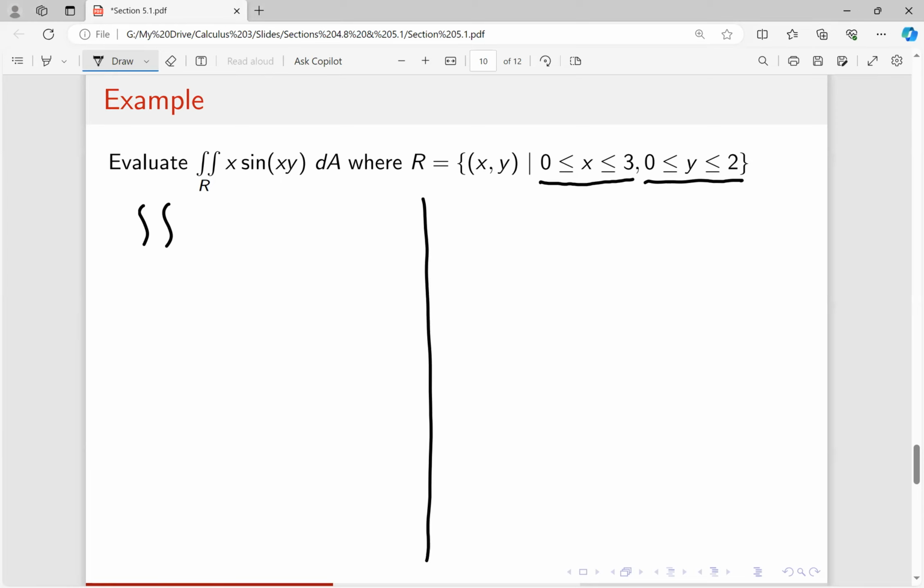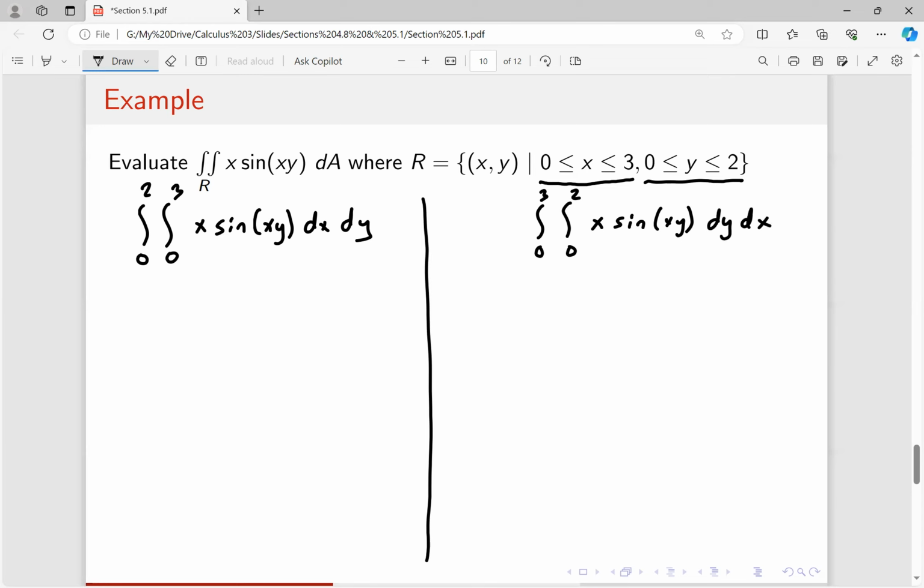So I'll do y on the outside over here. Y goes from 0 to 2, x goes from 0 to 3, and then we do x sine of xy. I'm doing x on the inside, y on the outside. Whereas the other way is the integral from 0 to 3, integral from 0 to 2, x sine of xy dy dx.